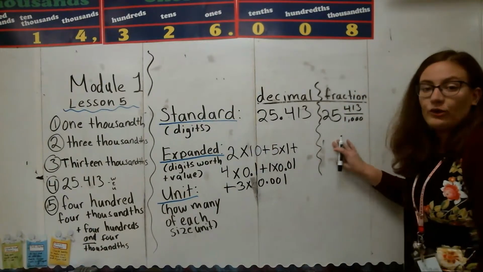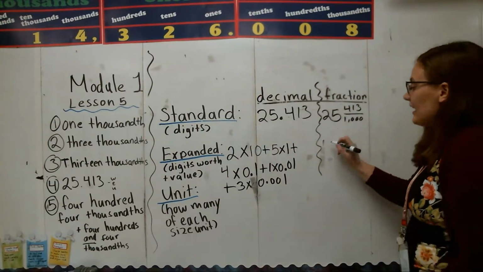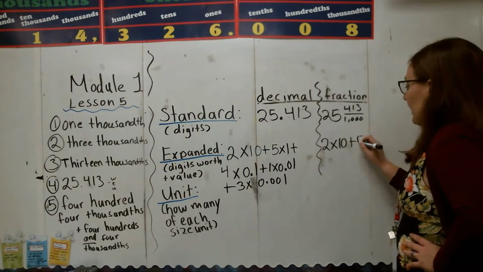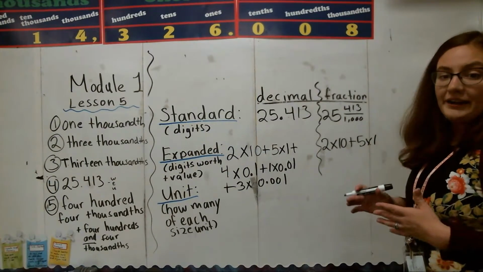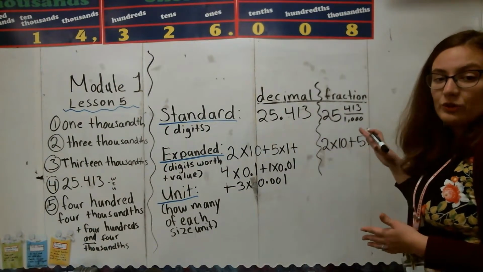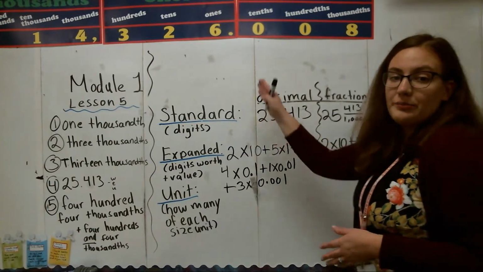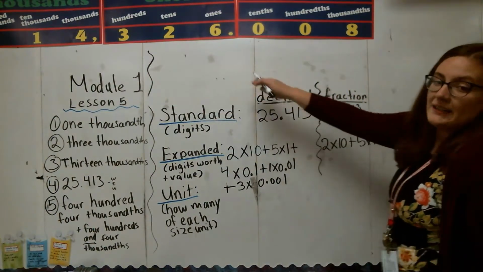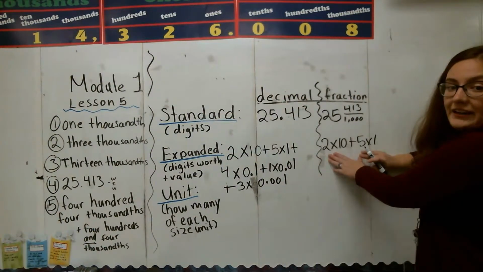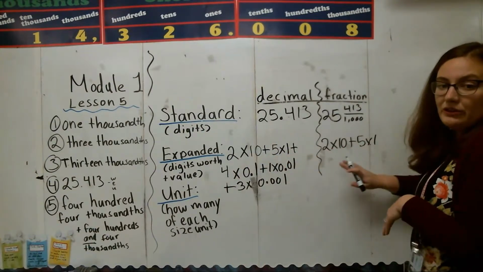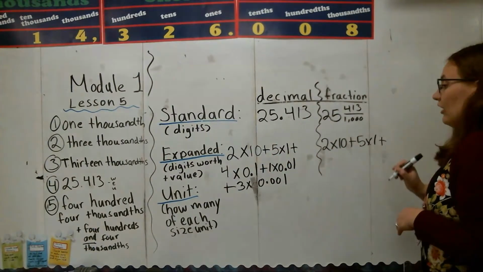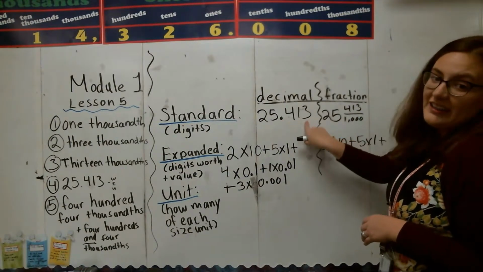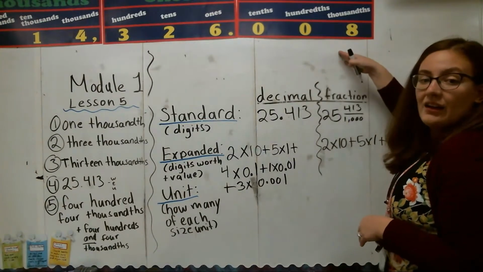For my fraction form, again, this is pretty similar. I am going to, again, do 2 copies of 10 plus 5 copies of 1. No matter if you're doing decimal or fraction form, all whole numbers, or all numbers to the left of your decimal point, are just going to be written in standard form. There's no difference between decimal or fractions. However, what is going to change is when I get into the fraction or the decimal part, so every number past the decimal point.